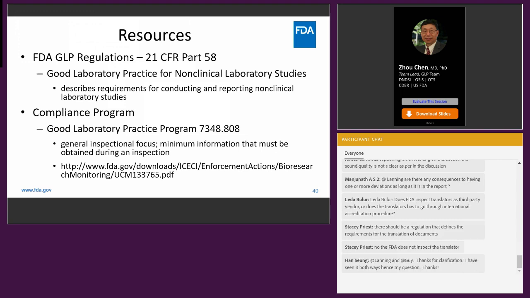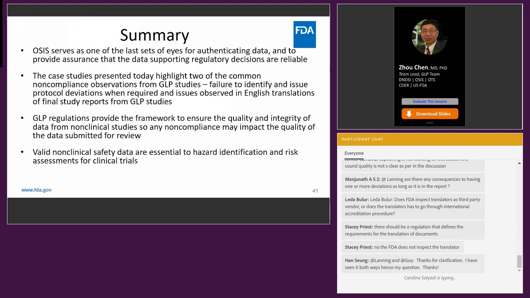Here are documents we use to guide our GLP inspections: Part 50 regulations and the GLP compliance program. In summary, OSIS serves as one of the last lines of eyes for authenticating data and to provide assurance that the data supporting regulatory decisions are reliable.